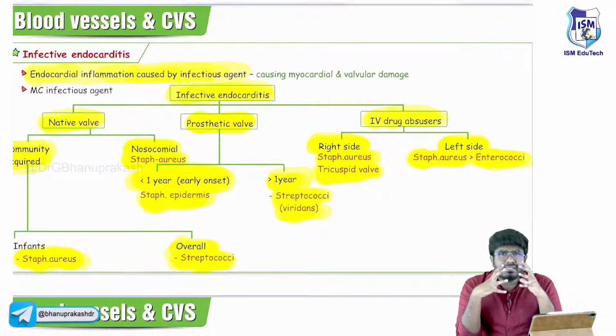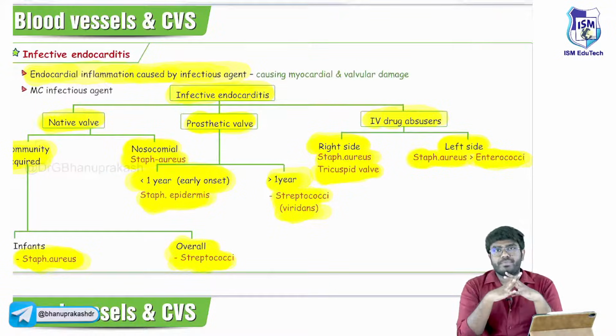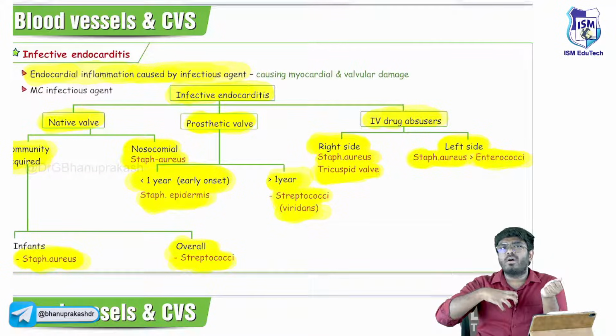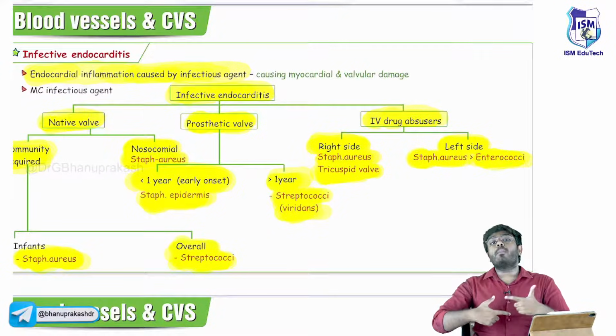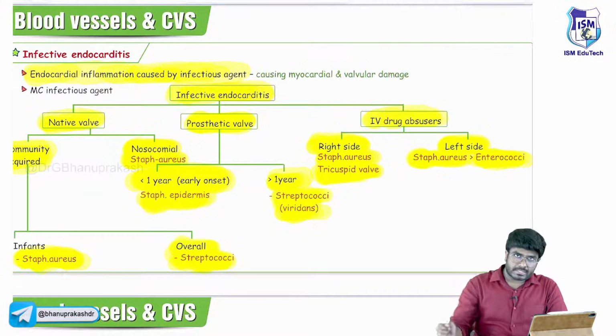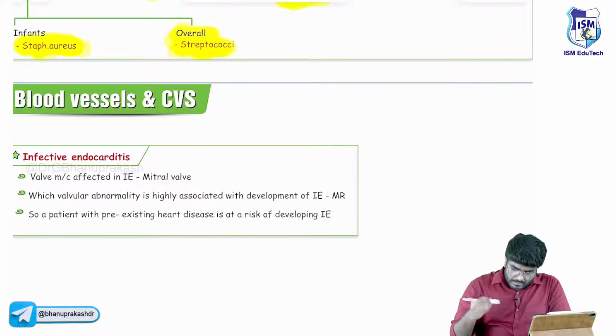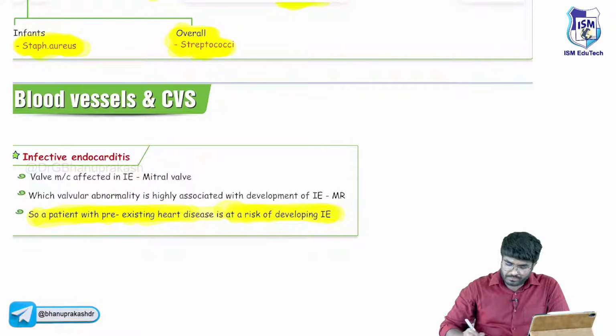Usually no. To develop infective endocarditis, there should be a pre-existing lesion in the heart. There should be damaged valves or some pre-existing heart condition, for example mitral regurgitation where the valves are inflamed, valvulitis. So persons who have pre-existing valvular lesions are more susceptible to developing infective endocarditis. The point I want you to know is that patients with pre-existing heart disease are at risk of developing infective endocarditis.